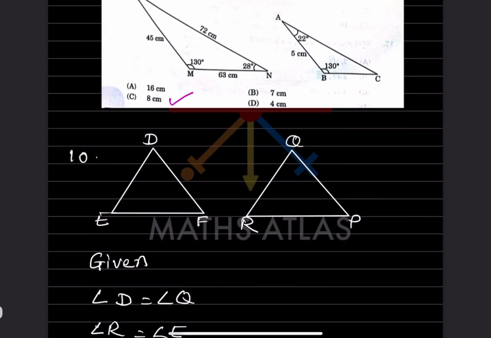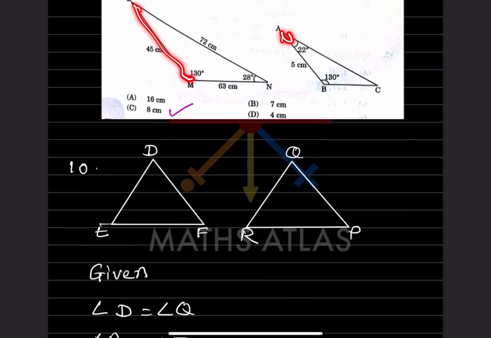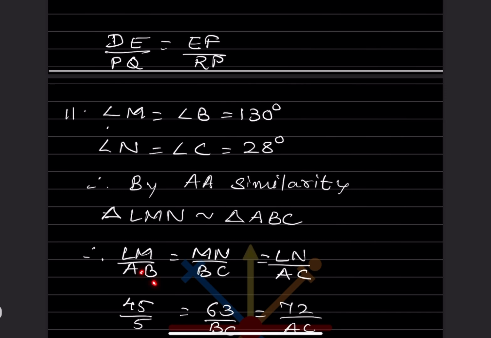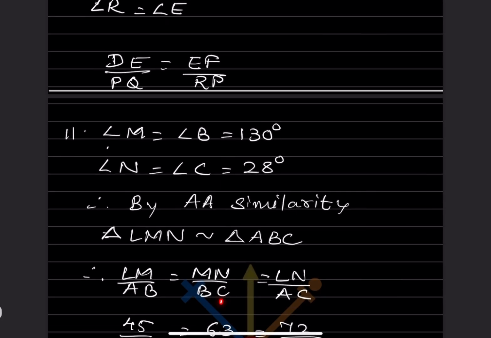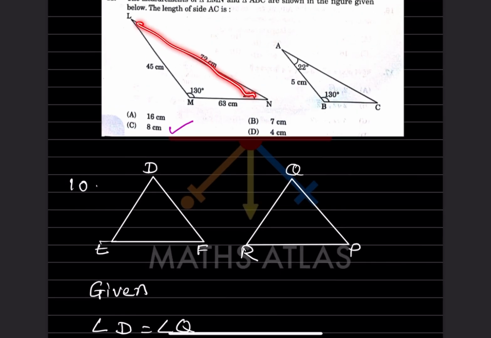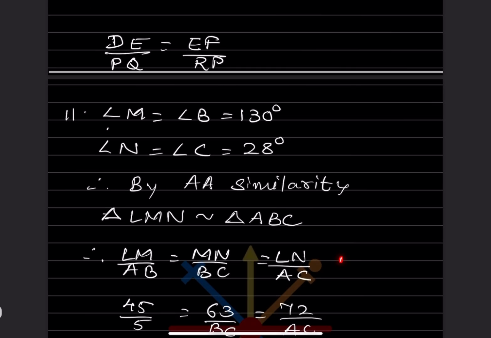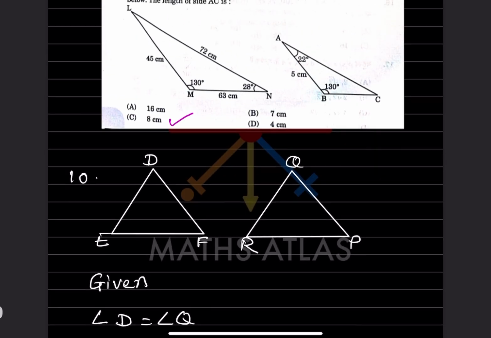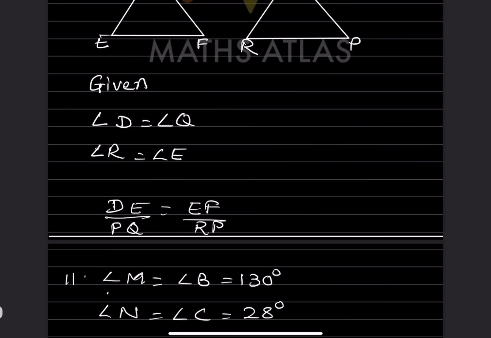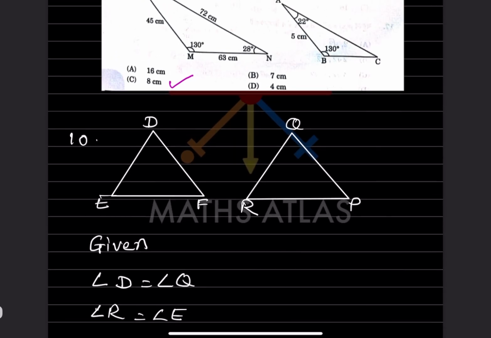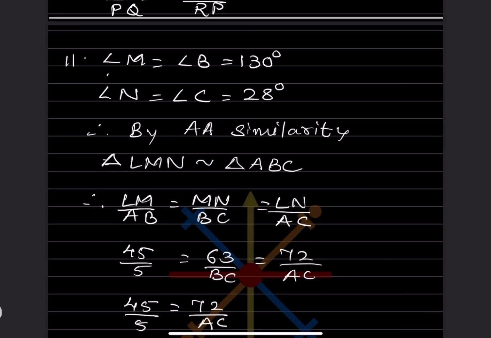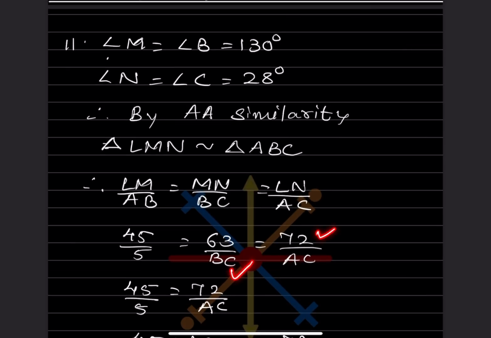So what we can do here, LM divided by AB is equal to MN by BC, is equal to LN by AC. So this is the important step. Then what we have to do, just put the values. LM is given as 45, AB is given as 5, MN is given as 63. We don't know BC. So okay, let us keep it, and LN is given as 72. You can check it later, that divided by AC.